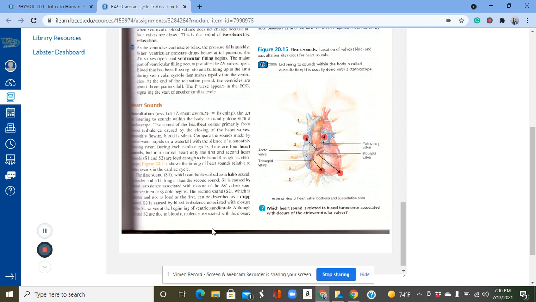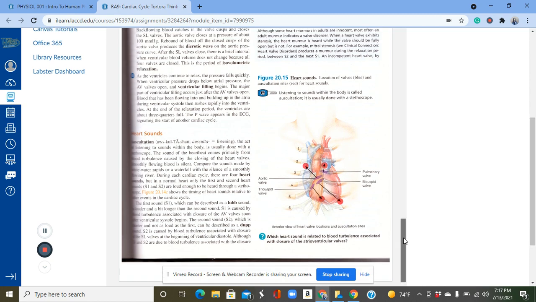I think that for this question, which heart sound is related to the blood turbulence associated with closure of the atrioventricular valves, I believe that is the first heart sound, or S1, because it represents the closure of the atrioventricular valves as the ventricular pressures exceed atrial pressures at the beginning of systole. S1 is normally a single sound because the mitral and the tricuspid valve closure occurs almost simultaneously.